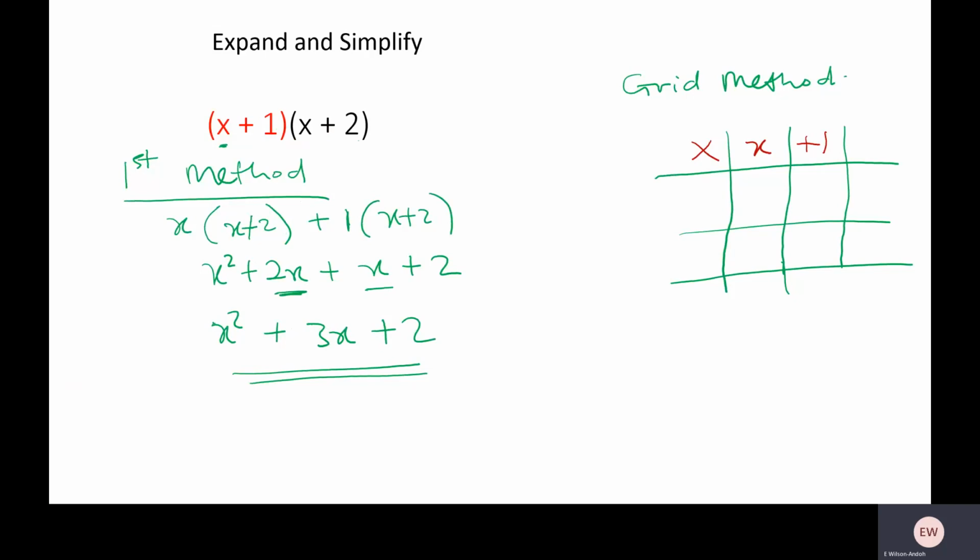Always work with the signs. Then the second one, we have x plus 2. So we pick the x here and then multiply it with this one. So we are going to have x times x, which is x squared.